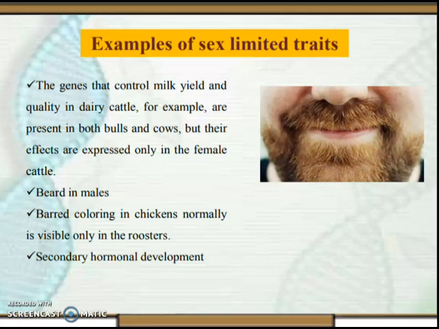Sex-limited traits are autosomal traits that are expressed in only one sex in a normal condition. Here are some examples of sex-limited traits, such as the genes that control milk yield and quality in dairy cattle, for example, which are present in both bulls and cows, but their effects are expressed only in the female cattle. Others include beard in males, point coloring in chickens normally visible only in the roosters, and secondary hormonal development.